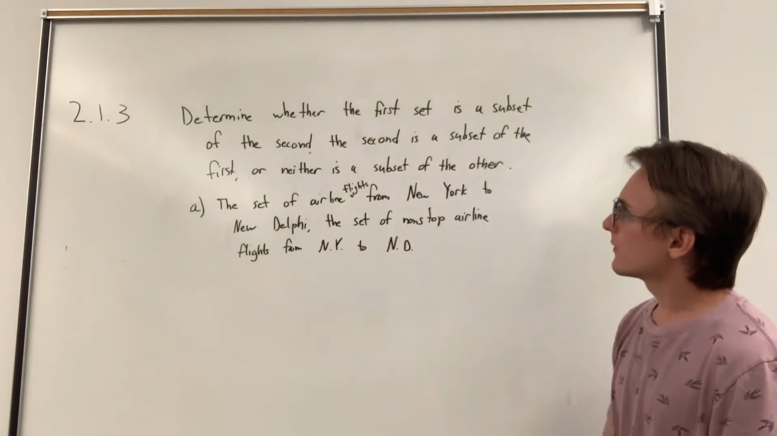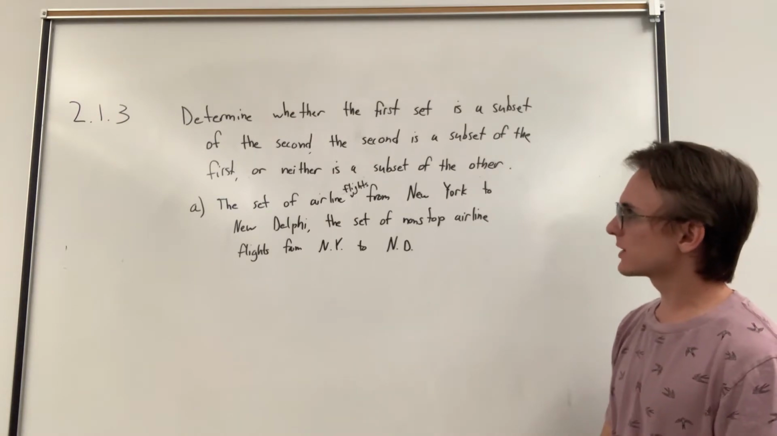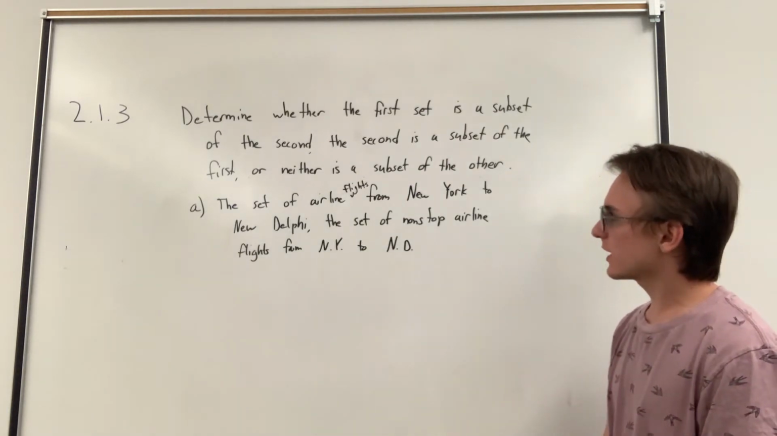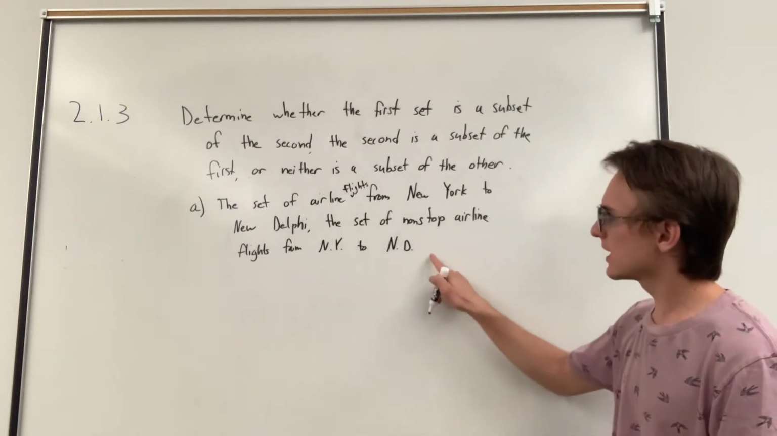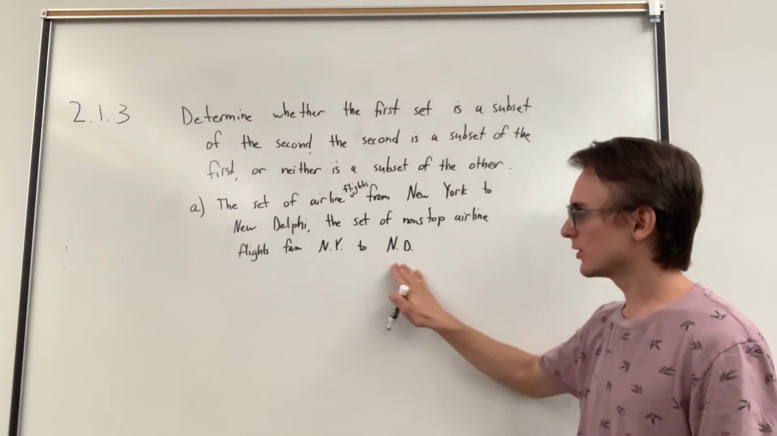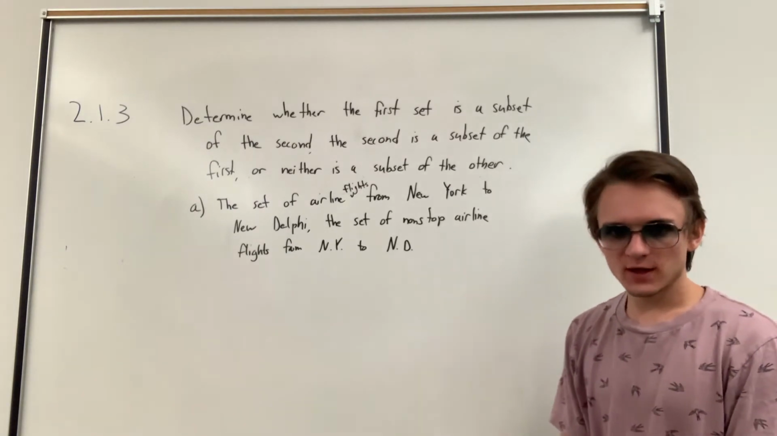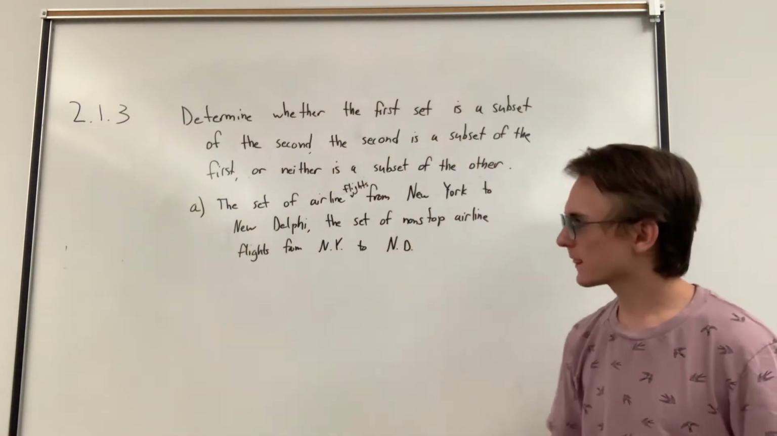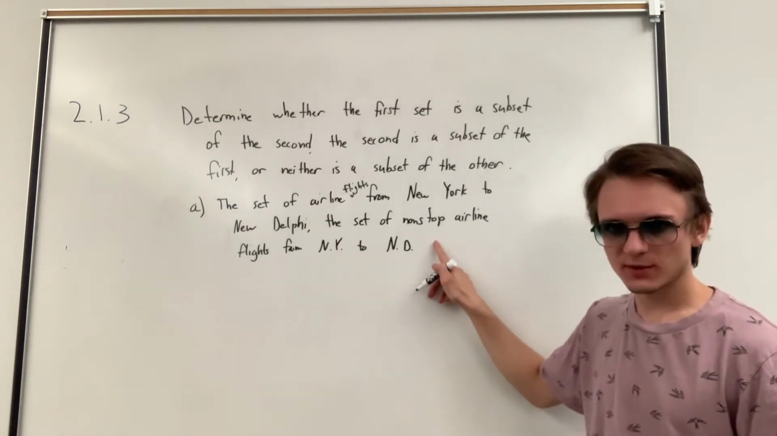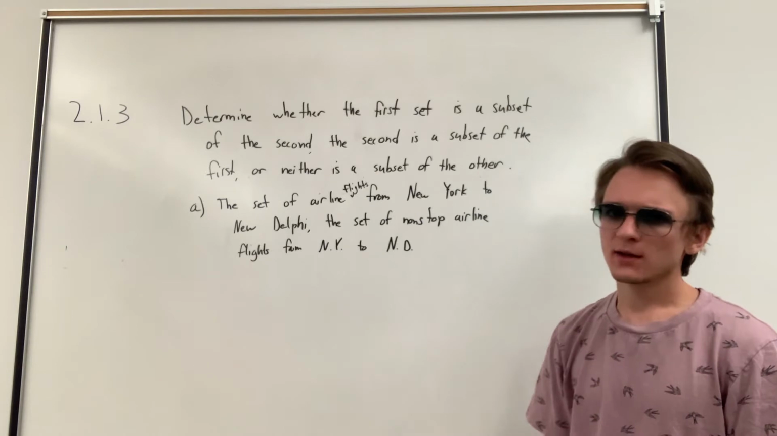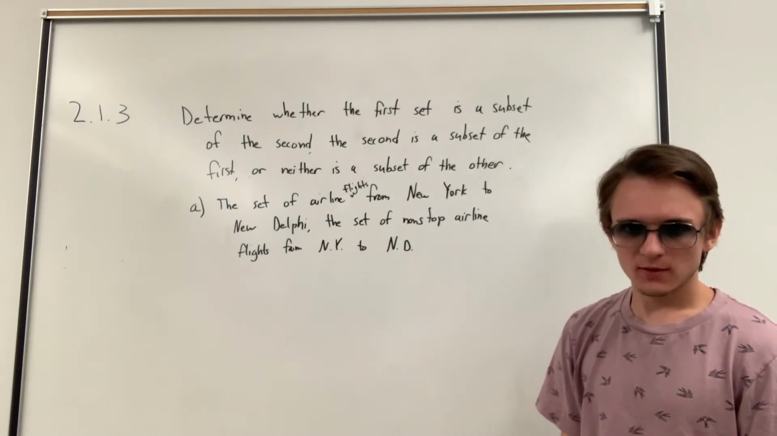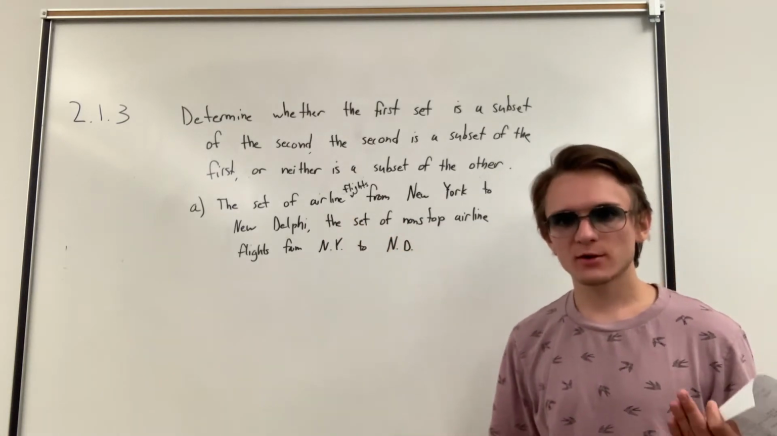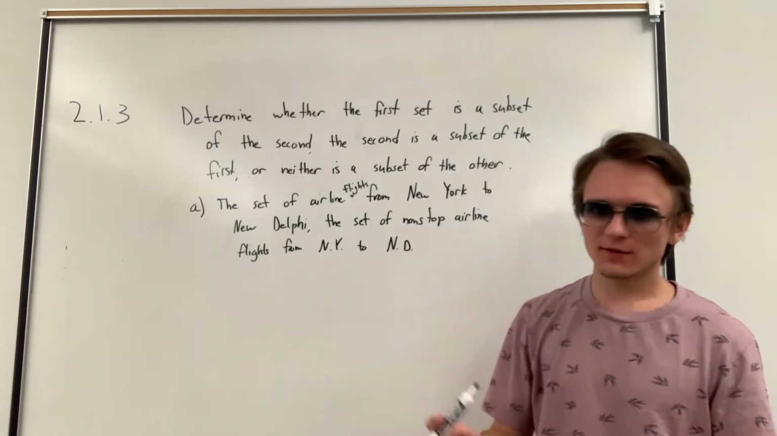Okay, so determine whether the first set is a subset of the second, the second is a subset of the first, or neither is a subset of the other. Our first problem reads: the set of airline flights from New York to New Delhi, and then our second set is the set of nonstop airline flights from New York to New Delhi. So we have airline flights. In our first set, it's all airline flights between New York and New Delhi. In our second set, it's nonstop airline flights from New York to New Delhi. Now we don't have the information whether or not all of the flights are nonstop, or if there are some that have stops, some that don't have stops.